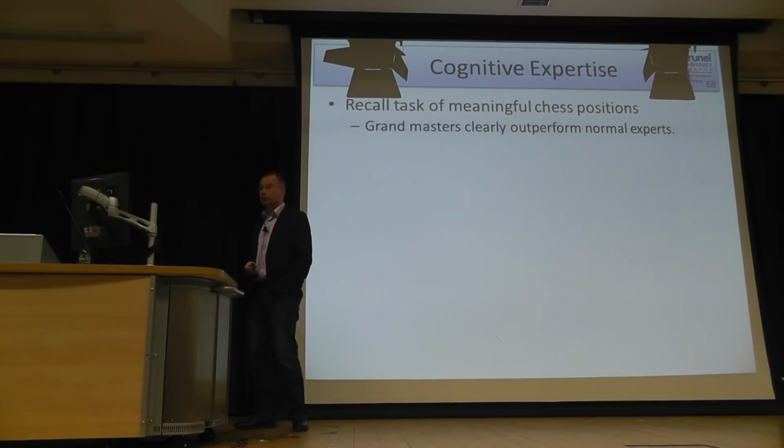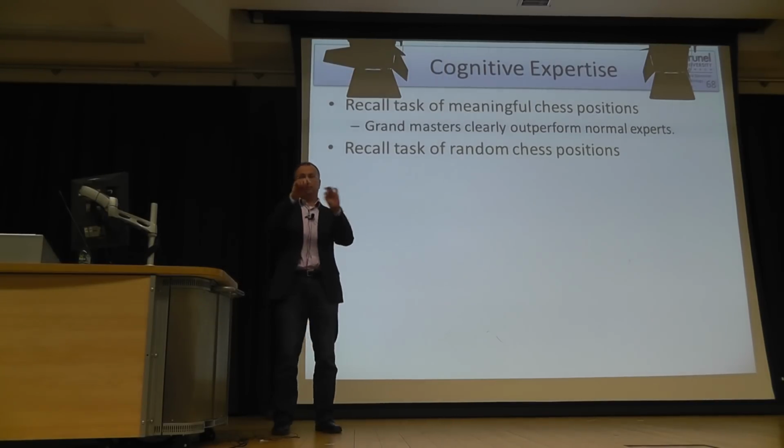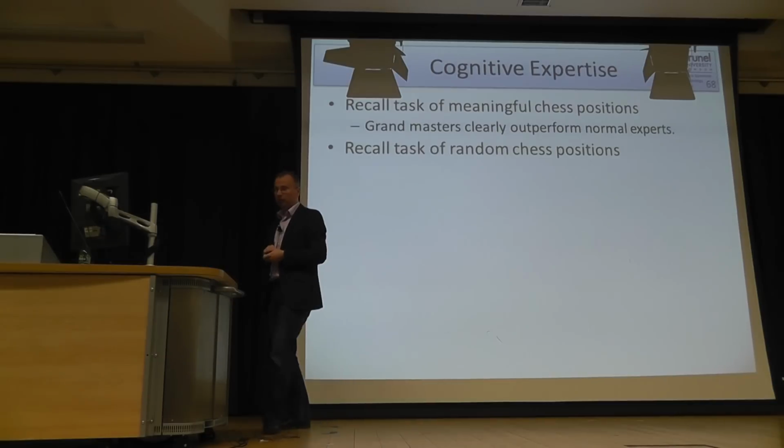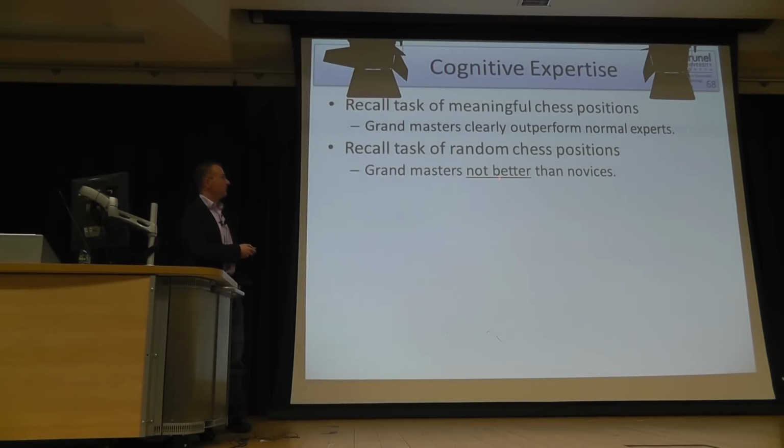However, as a critical control condition, you could make the recall task of random chess positions. That means you just take the black and white figures and place them randomly on the board, so that it's usually not a position which would arise from a proper game. And then grandmasters are not better than novices. So they must use some technique or strategy which is linked to actual game performance. It's not that they are generally better at remembering chess positions.